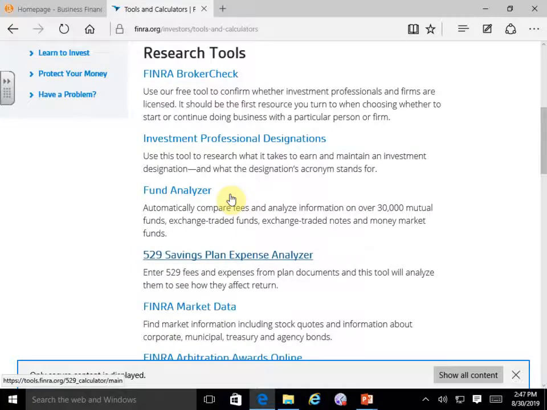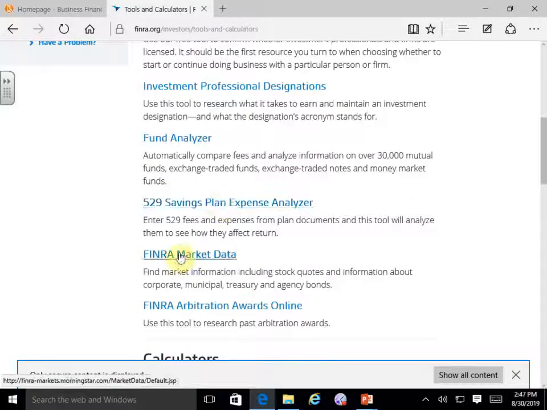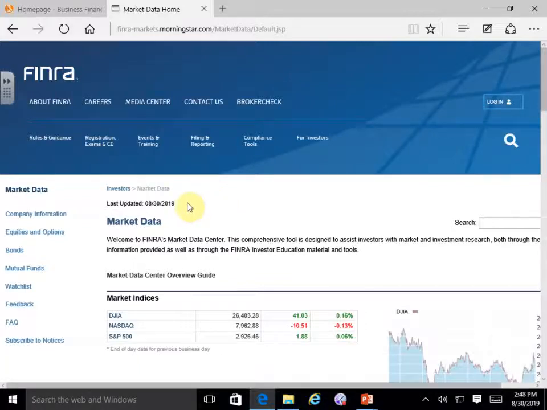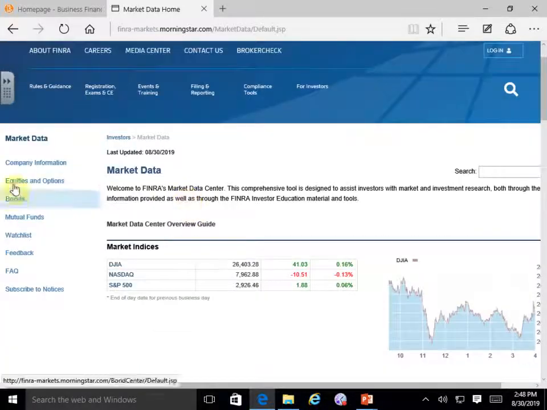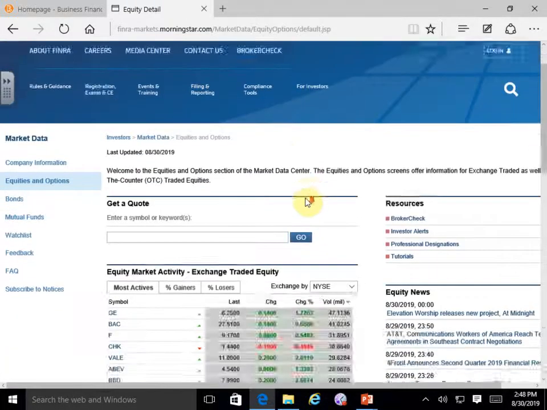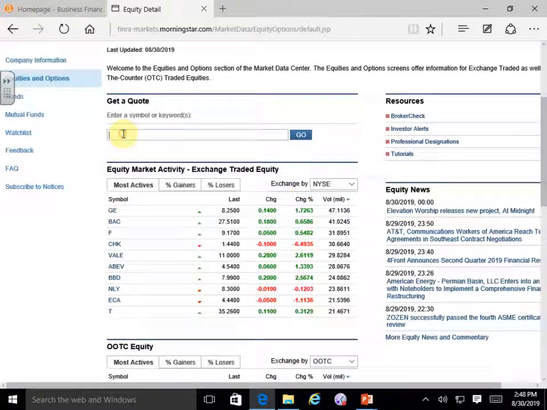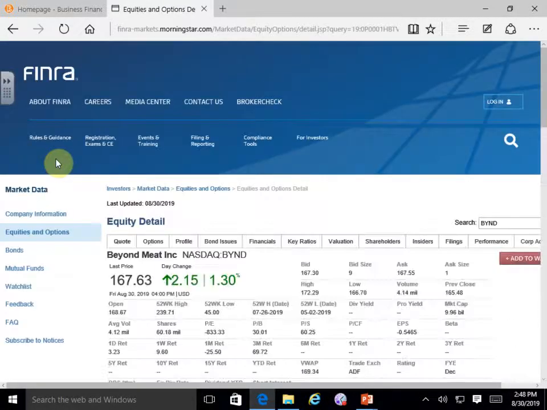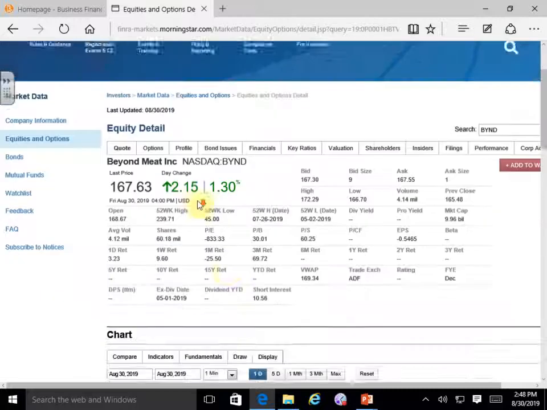Research tools. FINRA market data. Now here I am. I want equities and options. So let's enter a company and figure. I was talking about Beyond Meat earlier. I want to show you that one because I looked theirs up just for the heck of it. Relatively new company. You'll see something a little different with their PE ratio.